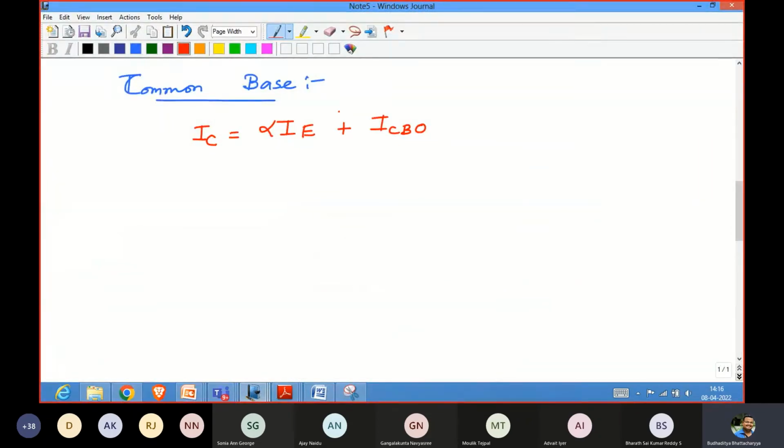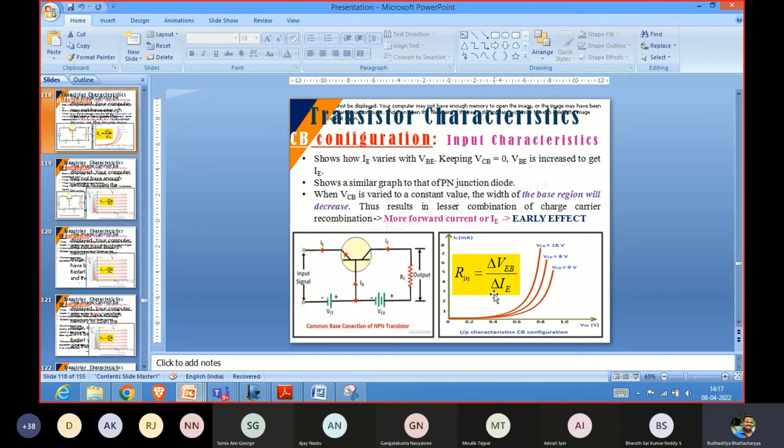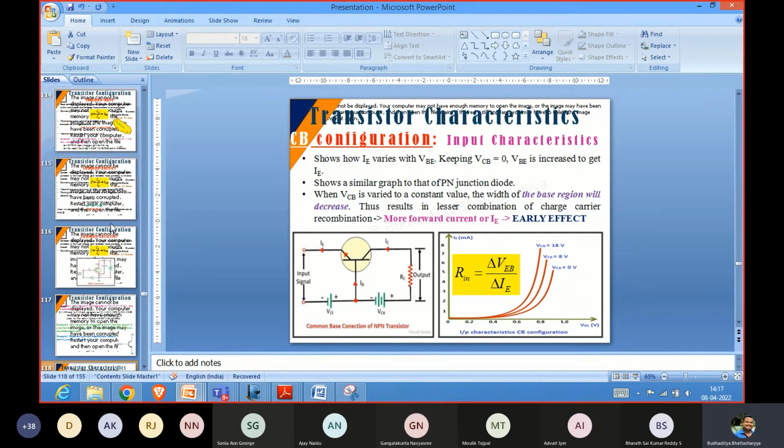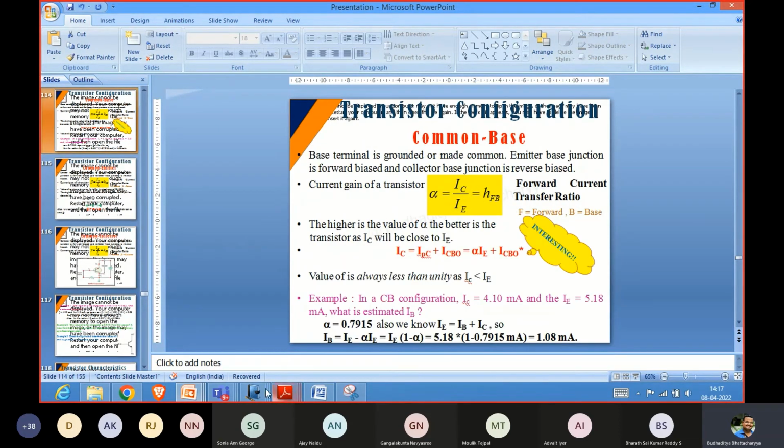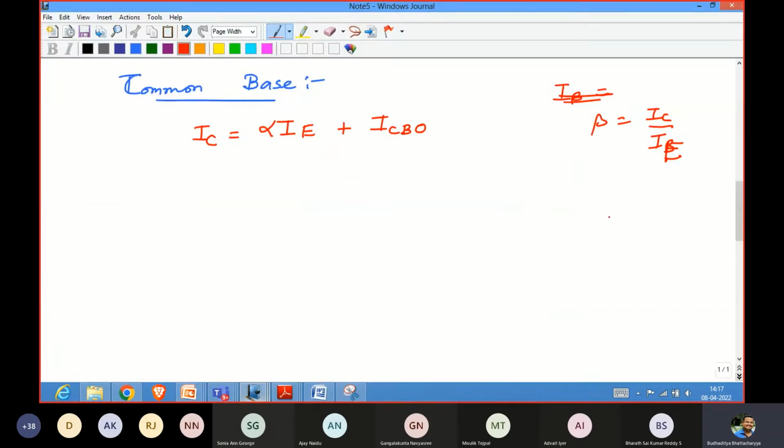So now we can write that IC is equal to alpha IE plus ICBO. Why? Because we know that beta is equal to IC by IB, and alpha is IC by IE. That's what we have discussed. The beta value we have already established for some time. So alpha was given by IC by IE. That's again what we are writing over here. So I've written alpha.